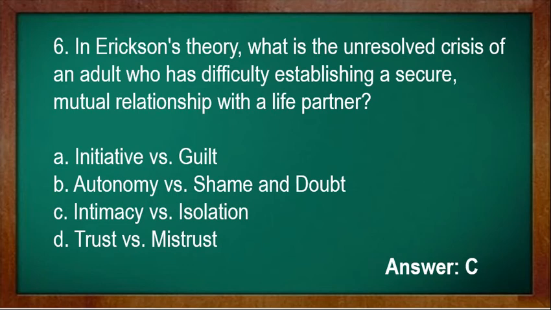Number 6. In Erikson's theory, what is the unresolved crisis of an adult who has difficulty establishing a secure, mutual relationship with a life partner? A. Initiative versus guilt. B. Autonomy versus shame and doubt. C. Intimacy versus isolation. D. Trust versus mistrust. Answer: C.